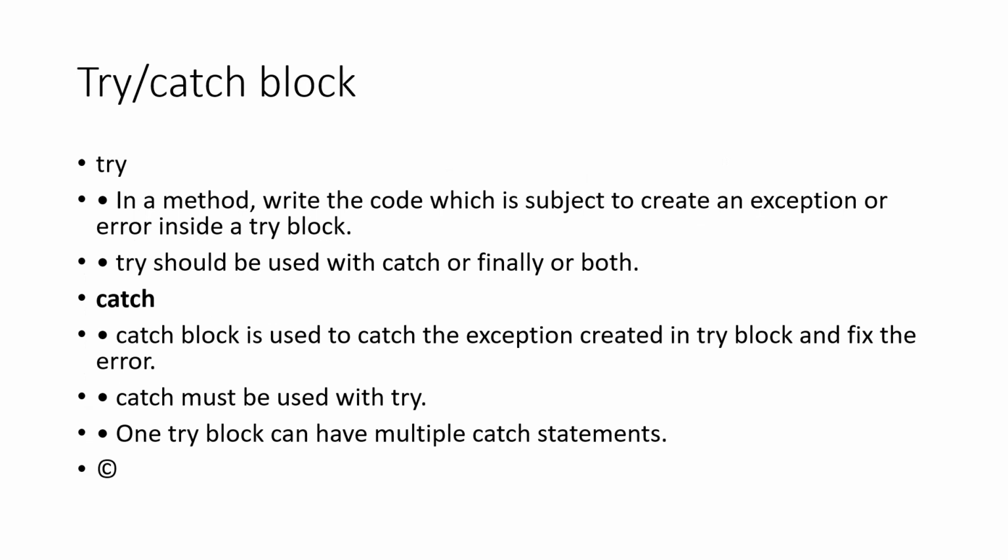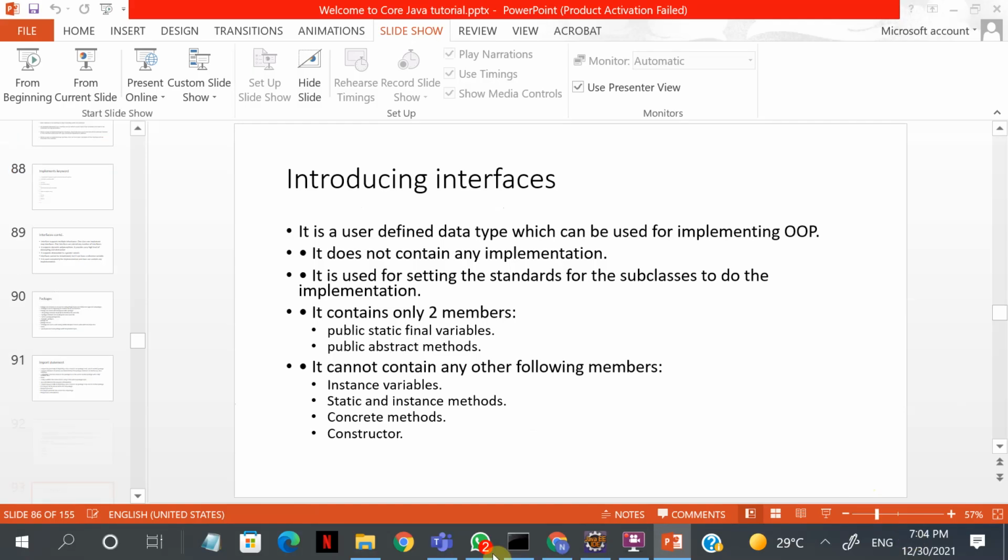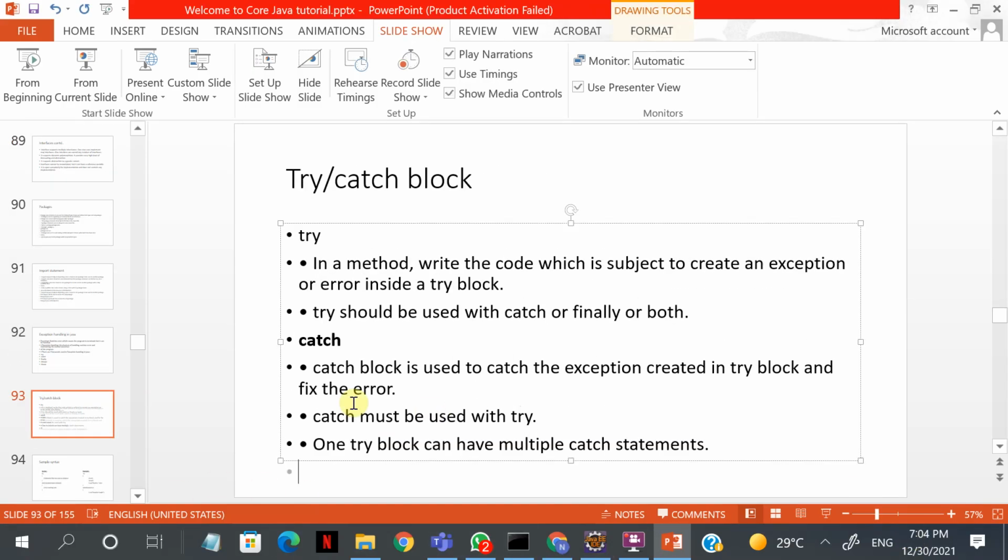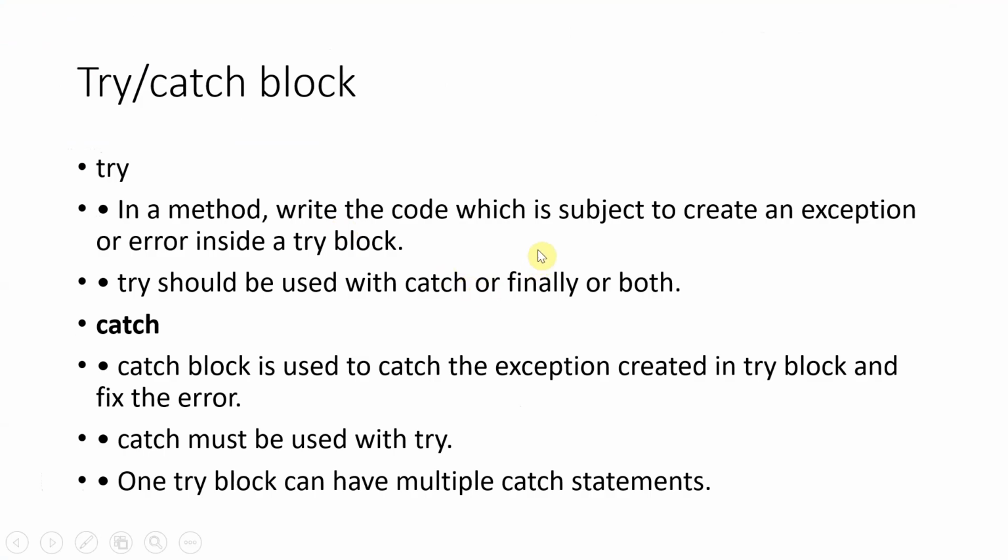So in a method, you write a block of code which is subject to creating an exception. Try should be used with catch or finally or both. The catch block is used to catch the exception created in the try block and fix the error. Always try and catch are required, the basics. Others are optional. Also, one try block can have multiple catch statements, but the Exception class, the major exception class, will be the last. Let's look at the syntax here.